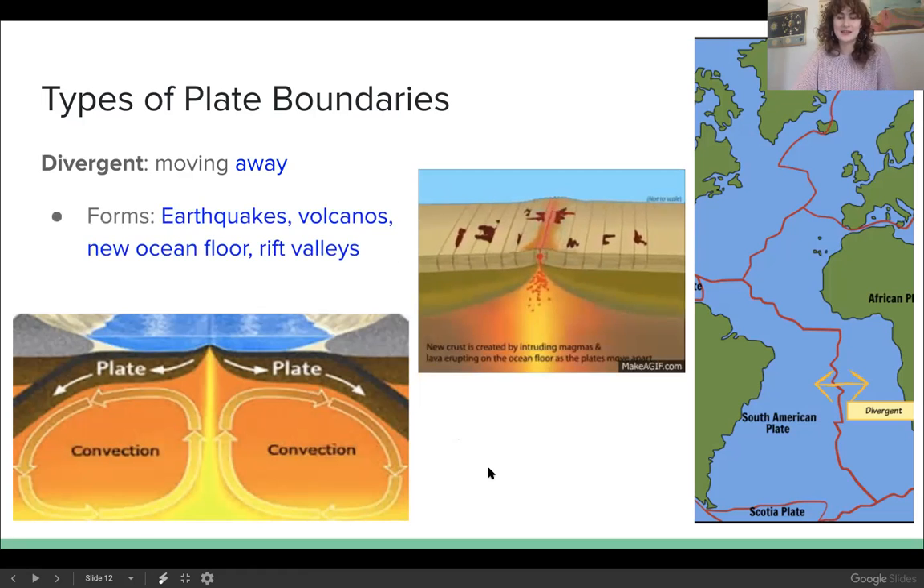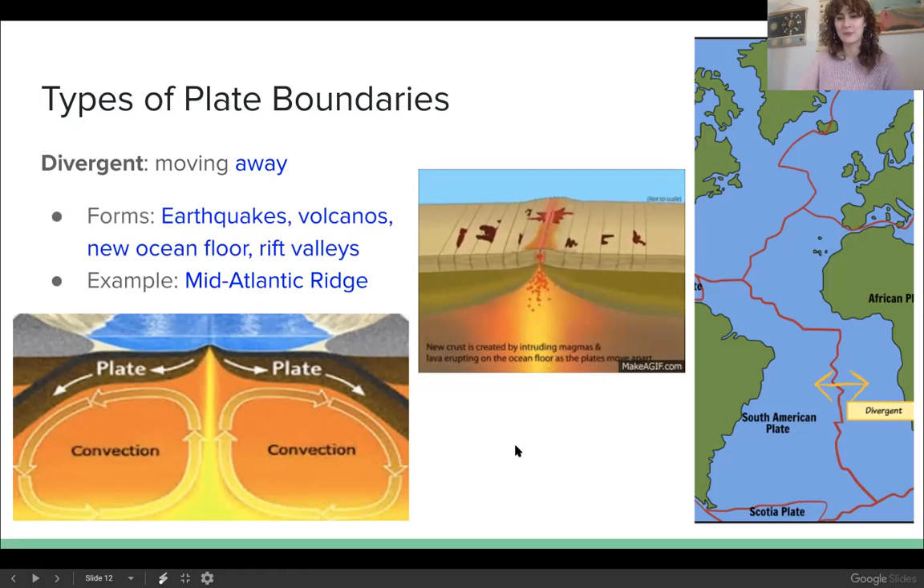Now, this can have a lot of results. A divergent plate boundary moving away can form a lot of things, including earthquakes, volcanoes, new ocean floor. So there's actually new oceans being formed at divergent plate boundaries, and something called a rift valley, which I'll show you in a second.